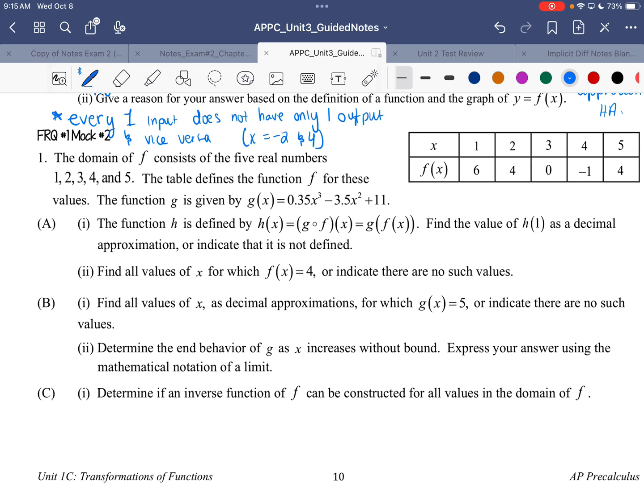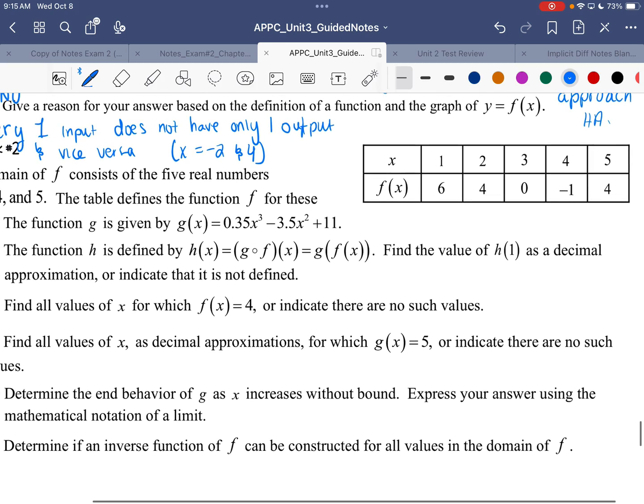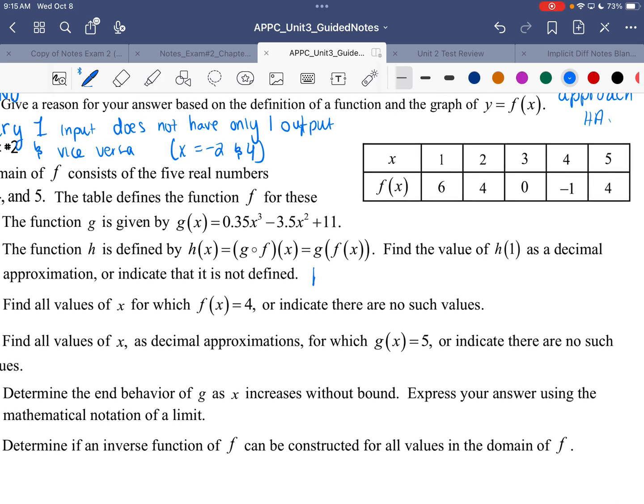All right. h of x is equal to g of f of x. Find the value of h at 1. Okay, try to find it. I believe in you. Try to find h at 1.